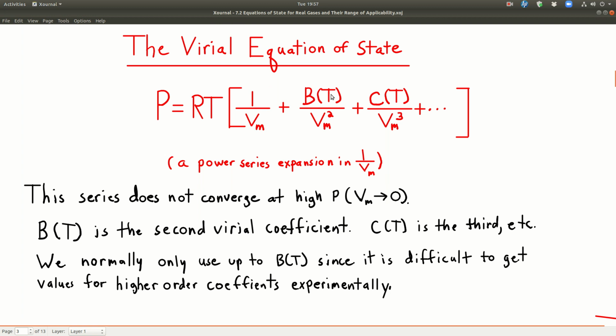And in the Virial equation of state, this B, which is a function of temperature, C, also a function of temperature, and so on, are called the virial coefficients. B is the second virial coefficient, C is the third, and so on. Normally, as a practical matter, we stop at the second virial coefficient, basically because it's experimentally difficult to get values for the third virial coefficient. Another thing about this series, guys, is that it does not converge at high pressures because high pressures means the molar volume gets small. As the volume goes to 0, this series explodes, it doesn't converge.